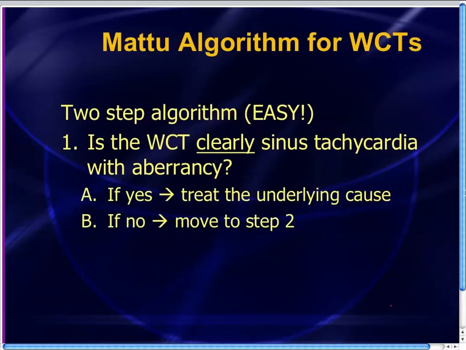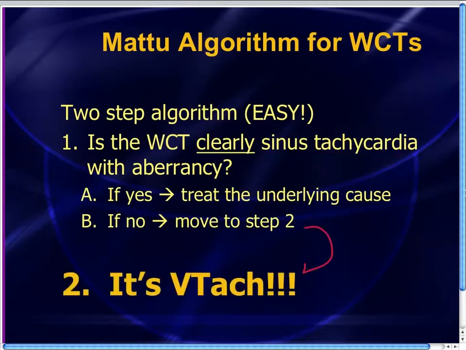So I proposed a very simple, a little bit facetious, but Mattu algorithm, which is the most simple-minded approach to wide complex tachycardias, which fits what my brain is capable of doing. 2 steps. Question number 1, does the patient clearly have sinus tach? And if it's not clearly sinus tach, move on to step number 2, which quite simply is, it's a ventricular tachycardia. You're done. It's very easy.